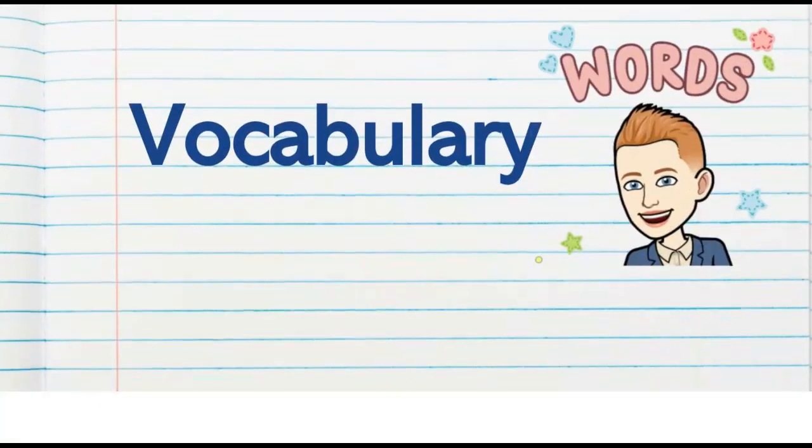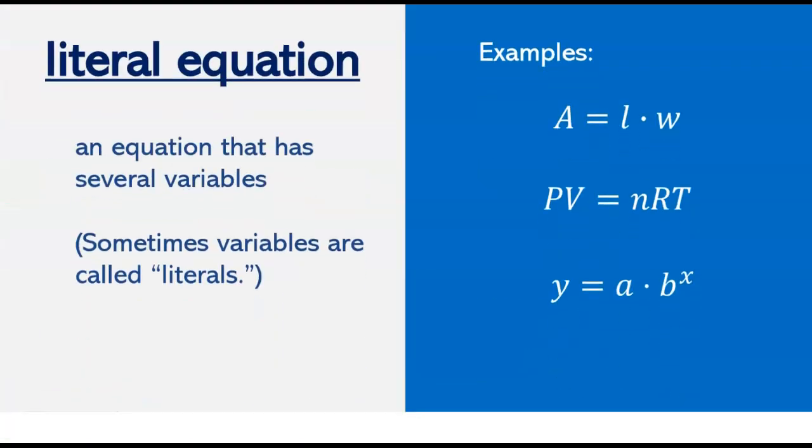We're going to look at a couple of vocabulary words here. So the first one is a literal equation, which is an equation that has several variables. So you can see some examples over here on the side where we have A equals L times W. That might look like a familiar equation to you. You might notice that that is the area of a rectangle, length times width. That second equation might be less familiar. This is the ideal gas law. Once again, just several variables that represent things.